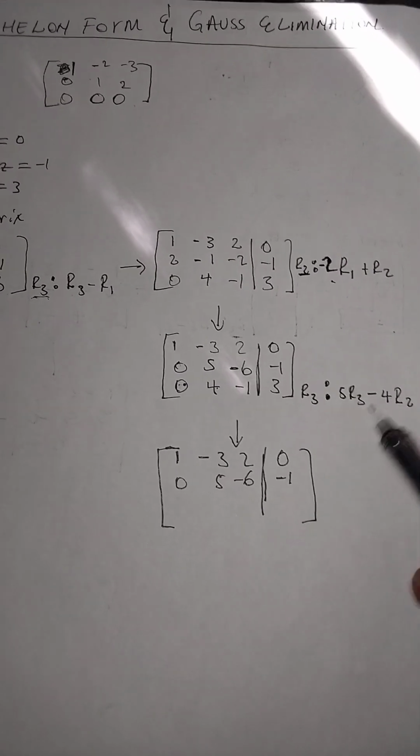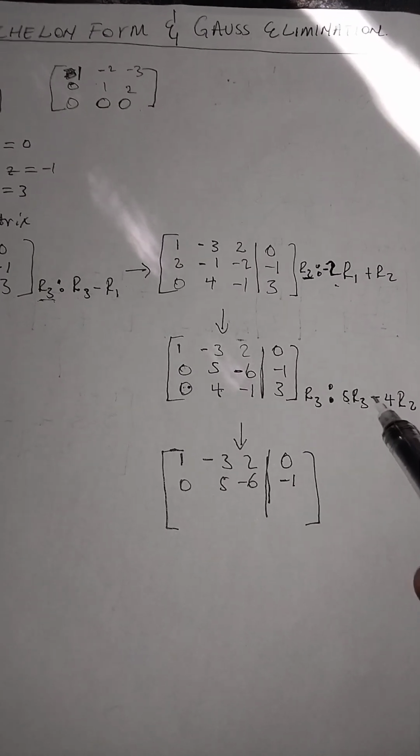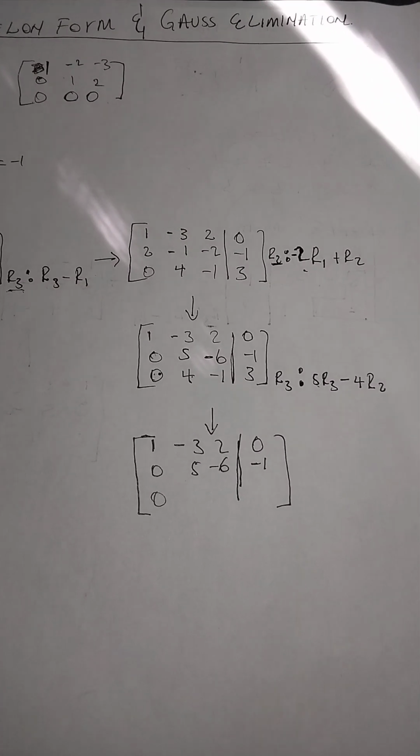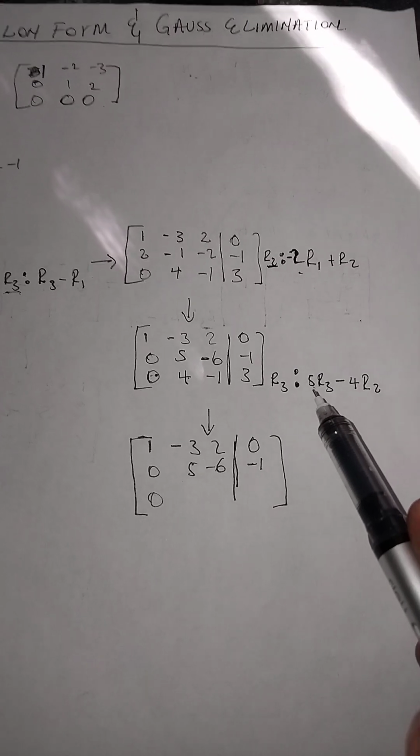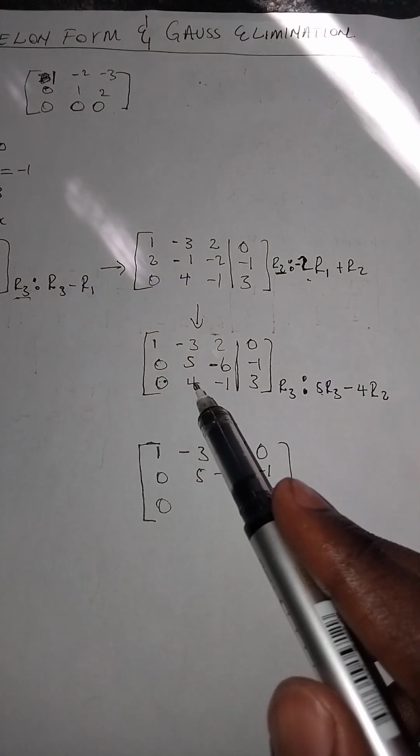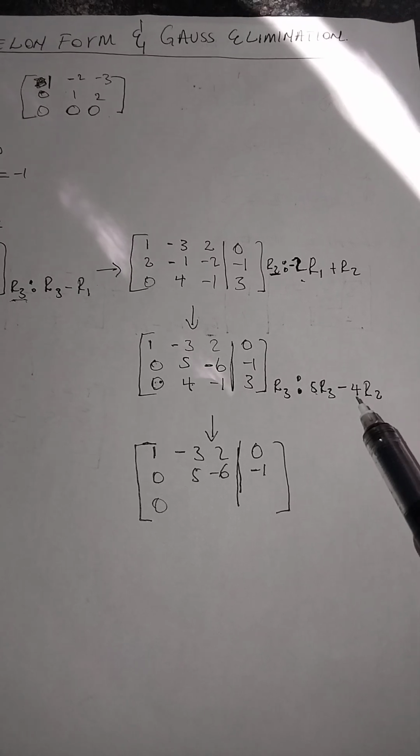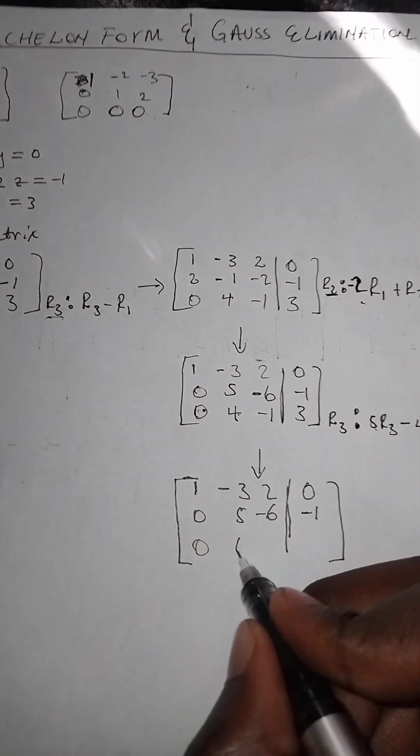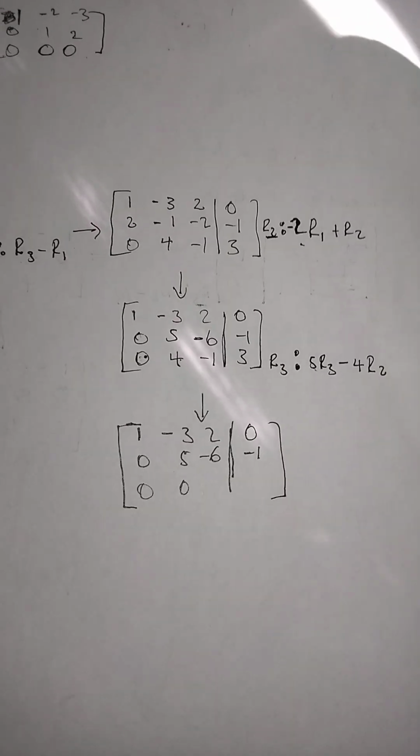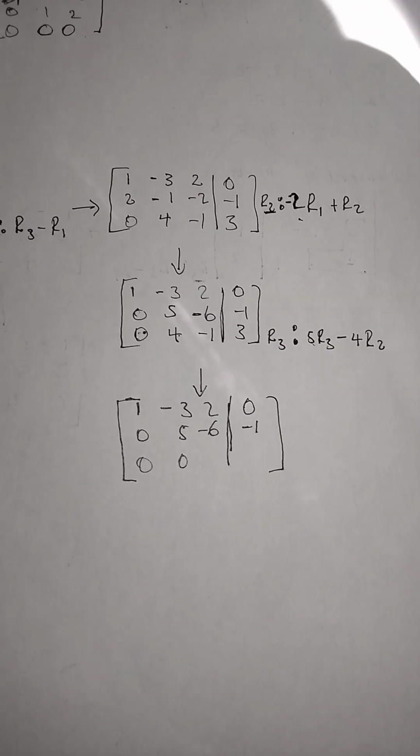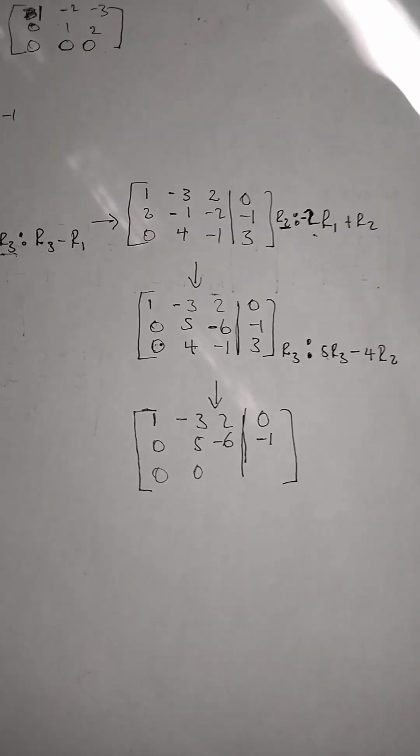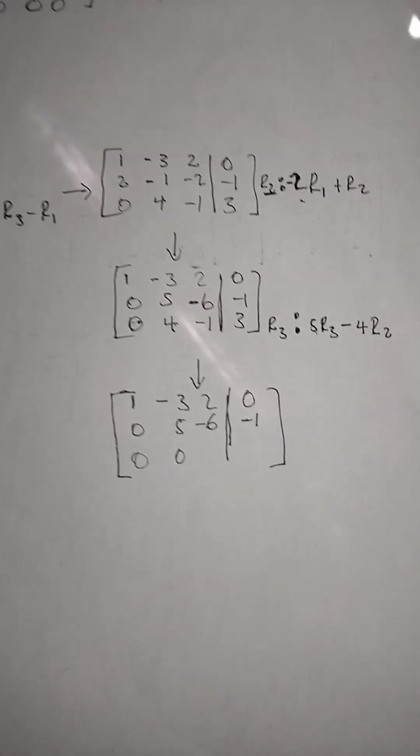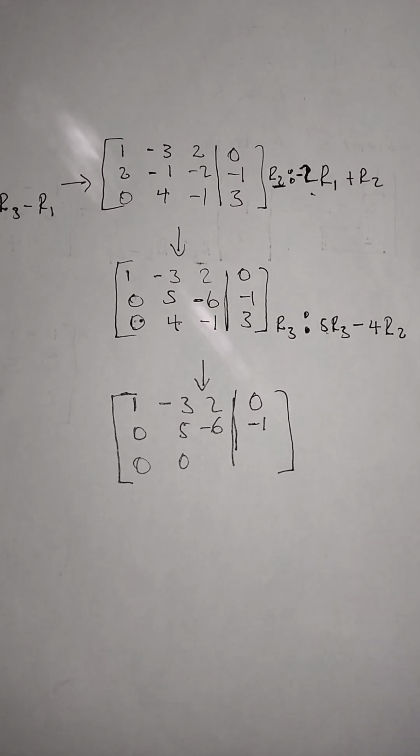So we say 5 times row 3. So 5 times 0, that is still going to be a 0 there. And now 5 times 4, that is a 20. Then minus 4 times 5, that is also 20. So it's basically 20 minus 20, then that is 0. I believe that is simple algebra that everyone is able to follow. I'm not going to be showing that just to save time, so when you're watching the video, you can pause and try to do those multiplications and additions.